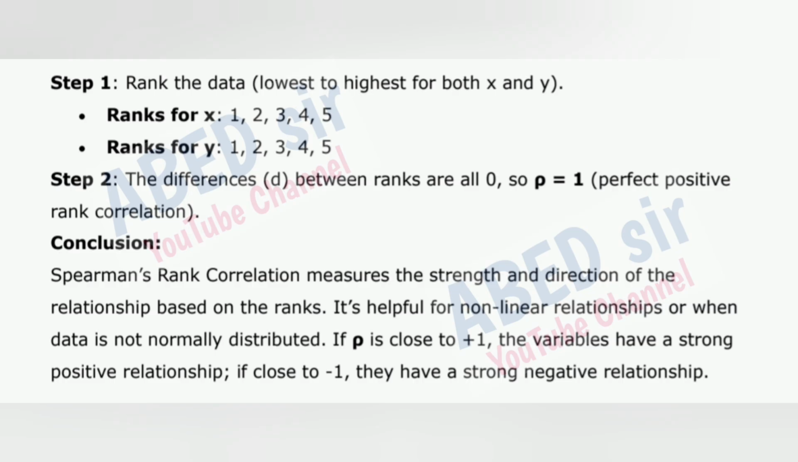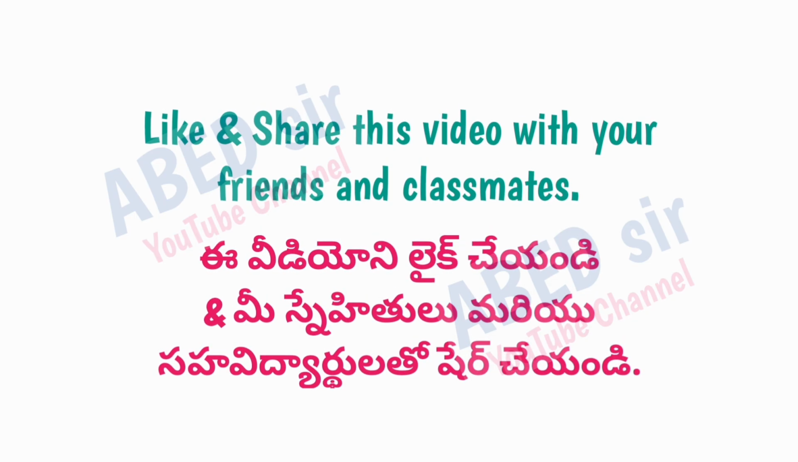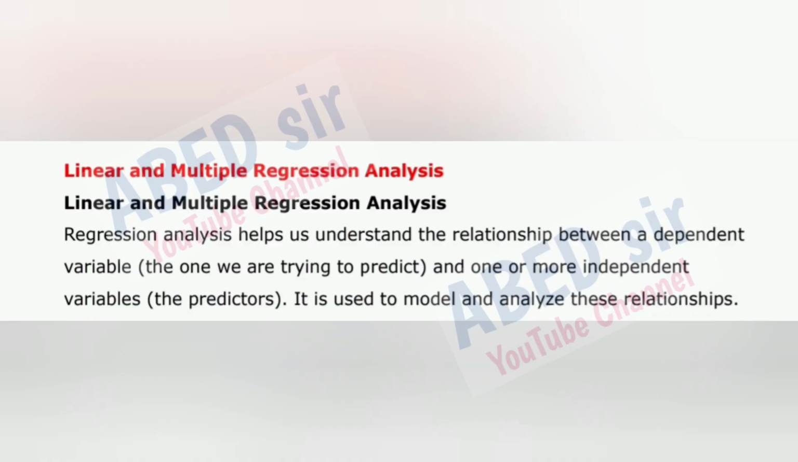Conclusion. Spearman's rank correlation measures the strength and direction of the relationship based on the ranks. It's helpful for nonlinear relationships or when data is not normally distributed. If ρ is close to +1, the variables have a strong positive relationship. If close to -1, they have a strong negative relationship. Next important long question is linear and multiple regression analysis.